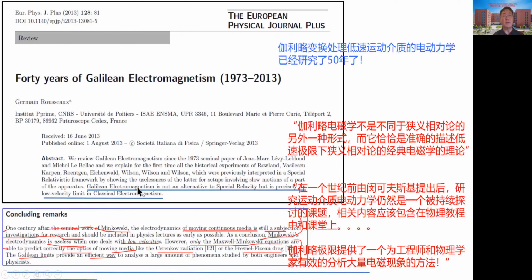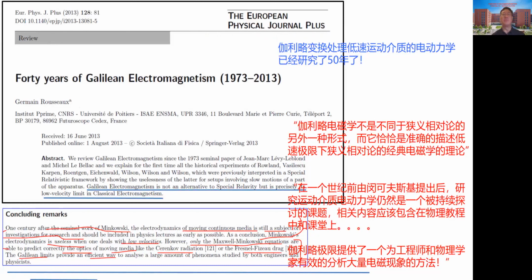So Galilean electromagnetism is not native to special relativity, but precisely its low velocity limit in electromagnetism. And this is one century after the seminal work of Minkowski. Electrodynamics of moving continuous media is still a subject of investigation for research and should be included in the physics lectures as early as possible. But we don't see this included in the physics books.